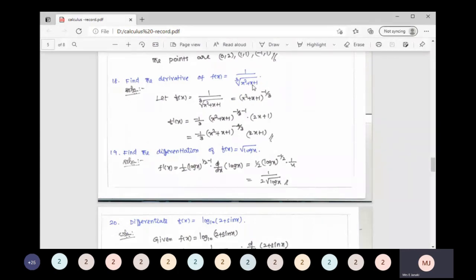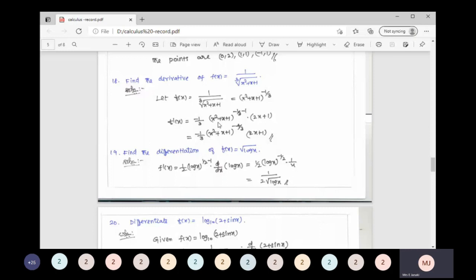The function f of x is the cube root of x squared plus x plus 1. We have to find the derivative, df by dx. The given function can be written as x squared plus x plus 1 to the power of 1 by 3, since the cube root means the power 1 by 3. Differentiating, we get 1 by 3 times x squared plus x plus 1 to the power of 1 by 3 minus 1, and differentiating inside, x squared becomes 2x and x becomes 1, so 2x plus 1. That's all.